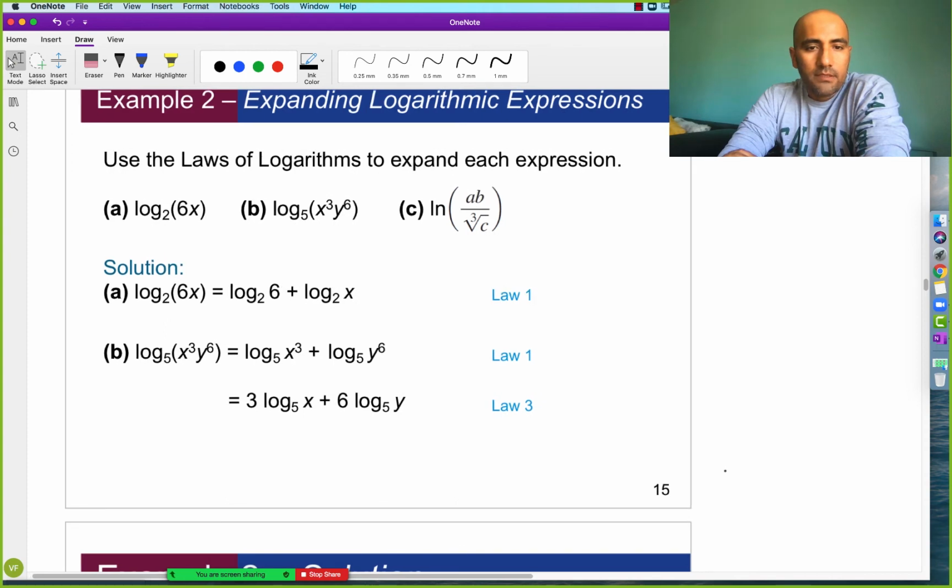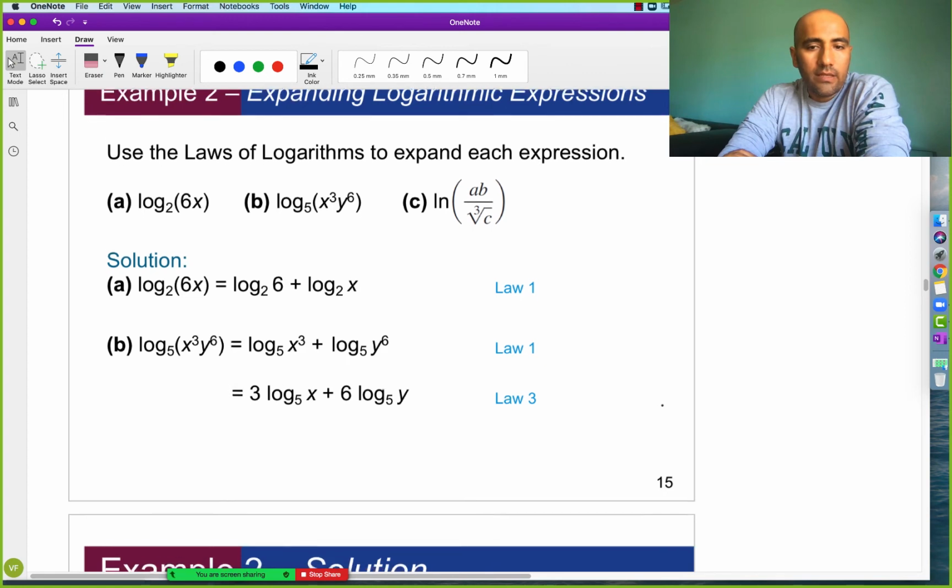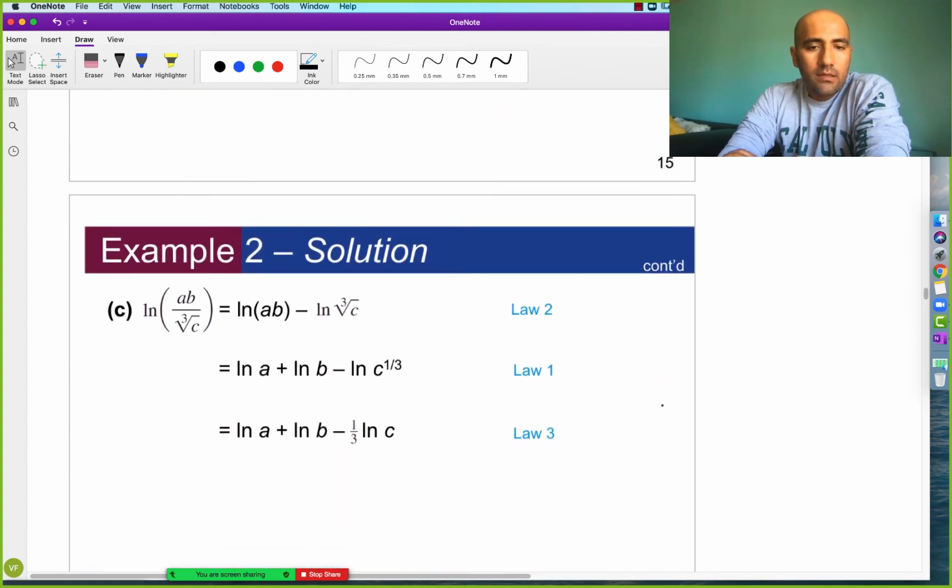Okay, let's see, that matches what we got. Here's what your author did. Law 1, and then law 3, and then same thing we got.